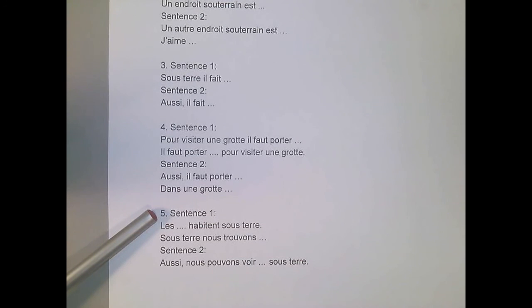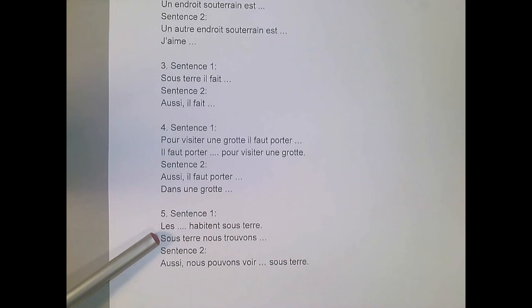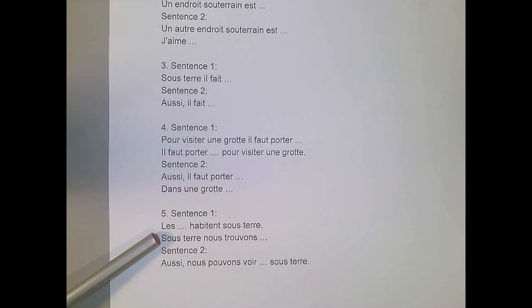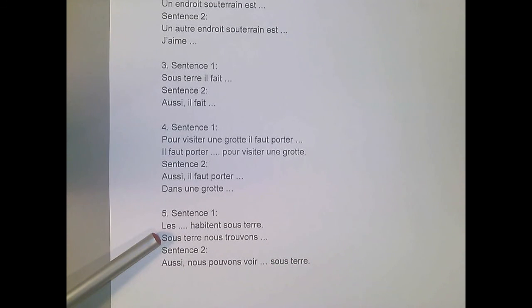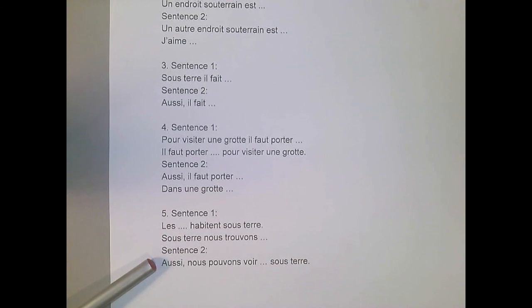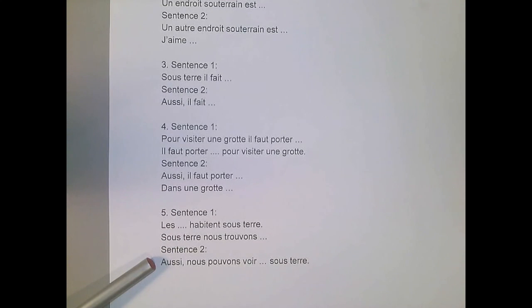Our last question, the question was, quelle sorte d'animaux habitent sous terre? So here, one option is les, and then list whatever animals you wish to mention. Habitent sous terre. Another option for your first sentence could be sous terre nous trouvons, underground we find, and then list the animals there. A possible sentence number 2 could be aussi nous pouvons voir, whatever it happens to be, sous terre, if you want to list some more ideas.